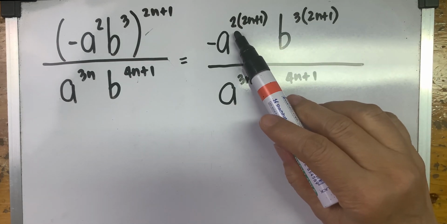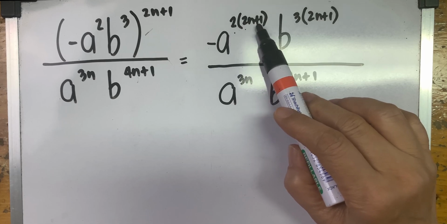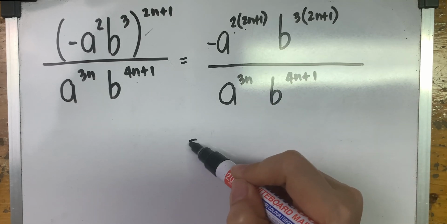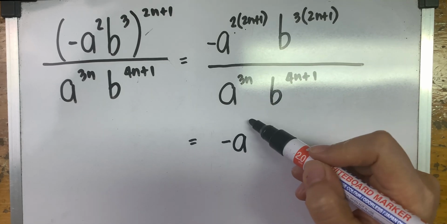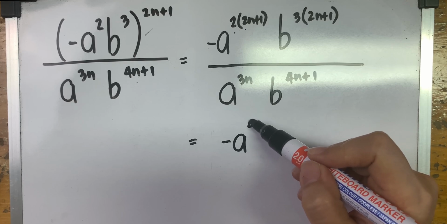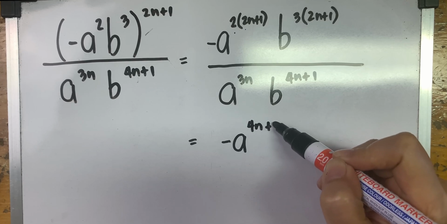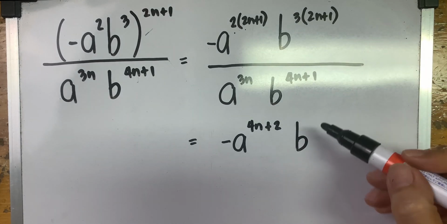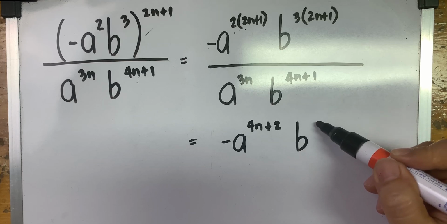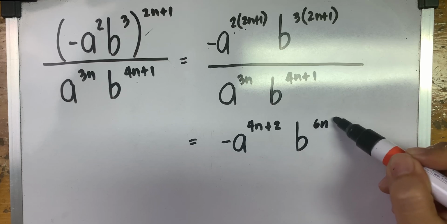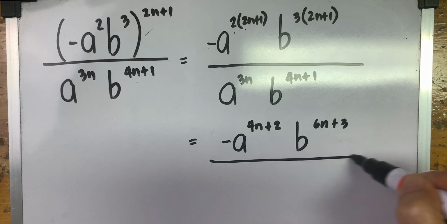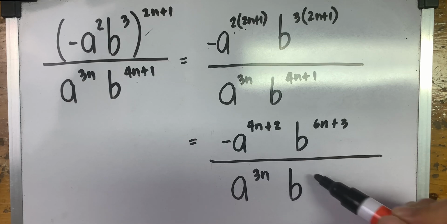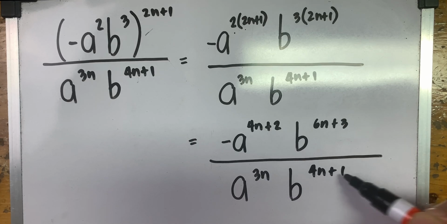Okay, dito, i-distribute natin yung 2 sa bawat isang term sa loob ng parenthesis. Okay, so we have negative A, 2 times 2n is 4n plus 2. Ganon din sa B. Multiply natin or i-distribute natin yung 3 sa bawat term sa loob ng parenthesis. So 6n plus 3. All over A raised to 3n multiply by B raised to 4n plus 1.